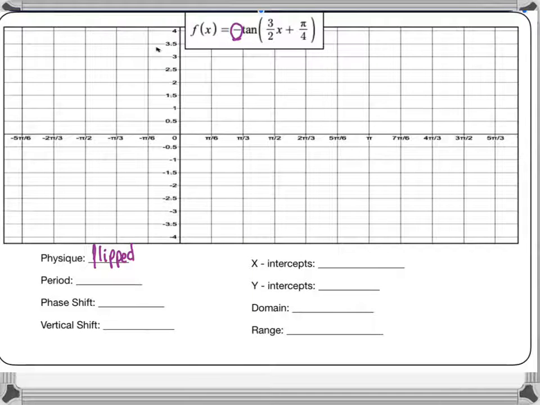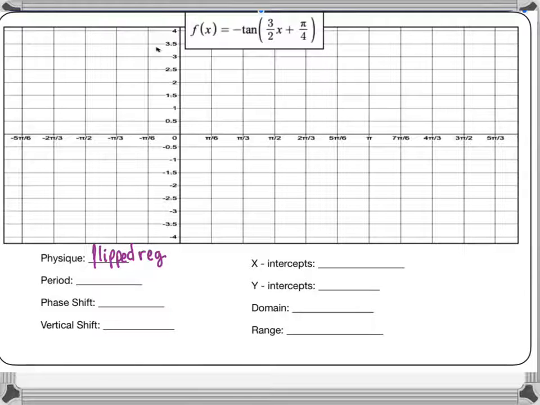It's a -1, so that means it's going to be flipped and regular. If it were like a -2, it would be flipped and narrower rather than regular. So we just put that information off to the side, and then we work with the rest of what we got. All right, so let's take a look at the period of this thing.